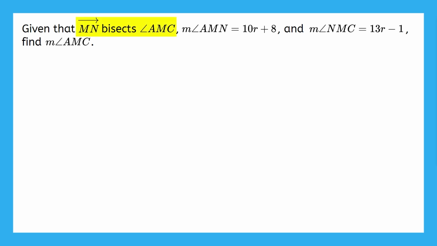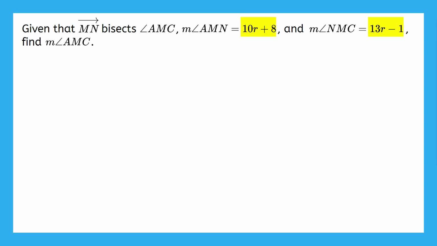This says that a ray is bisecting an angle. Can you draw the angle and the ray bisecting it? And then maybe figure out where to put these expressions in the picture you drew? Pause the video now and give it a try.